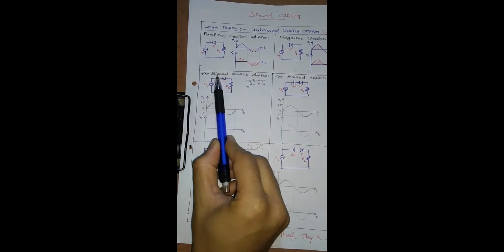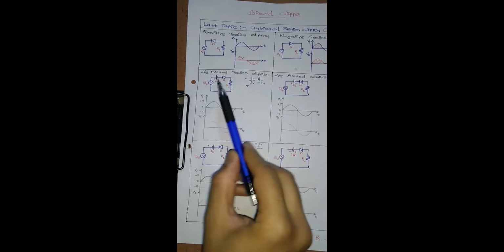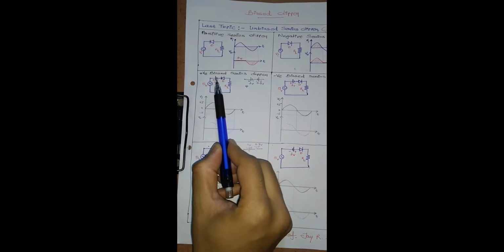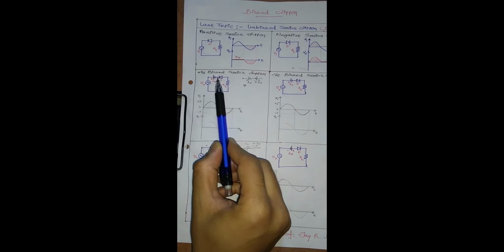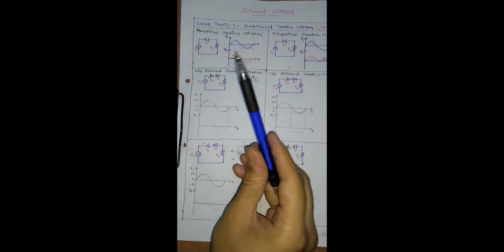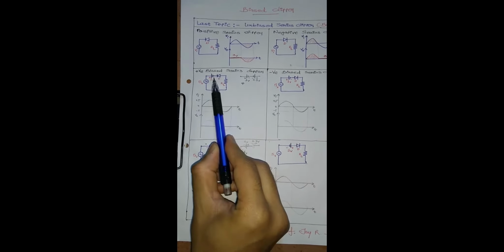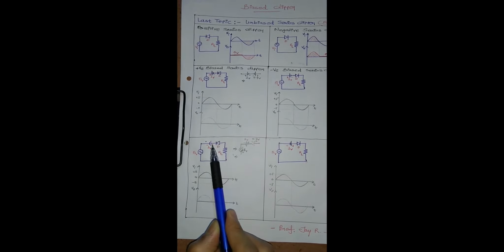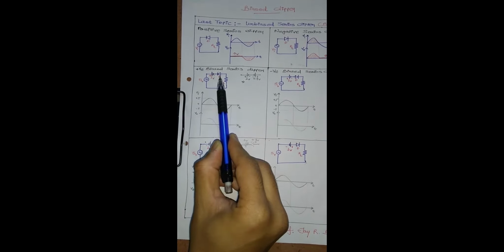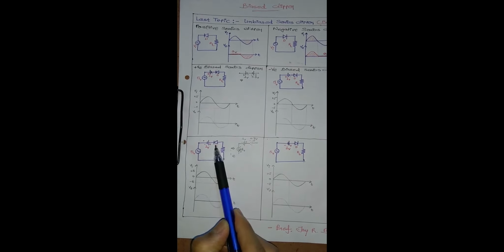So in case of bias, the first topic is positive bias series clipper. In this clipper, one bias will be added to the diode in series. There are two possibilities to add bias in series: left plate positive, negative plate towards the diode, or positive plate towards the diode. So consider the first one.